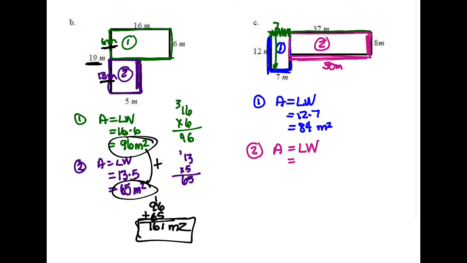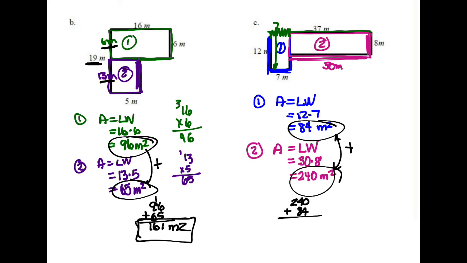Okay, so the length is 30 and the width is 8. So we can use the 0 trick. 3 times 8 is 24, and then put the 0 in. Meters squared. And we're going to add these two together. Okay, so 240 add 84. So 324 meters squared is your final answer.